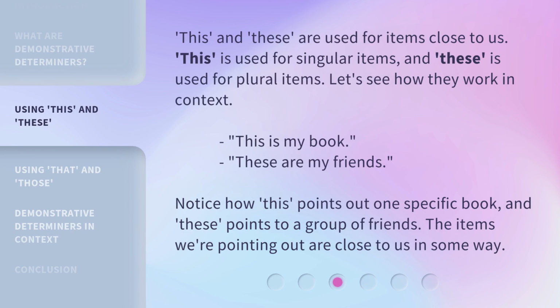This and these are used for items close to us. This is used for singular items, and these is used for plural items. Let's see how they work in context. This is my book. These are my friends. Notice how this points out one specific book, and these points to a group of friends. The items we're pointing out are close to us in some way.